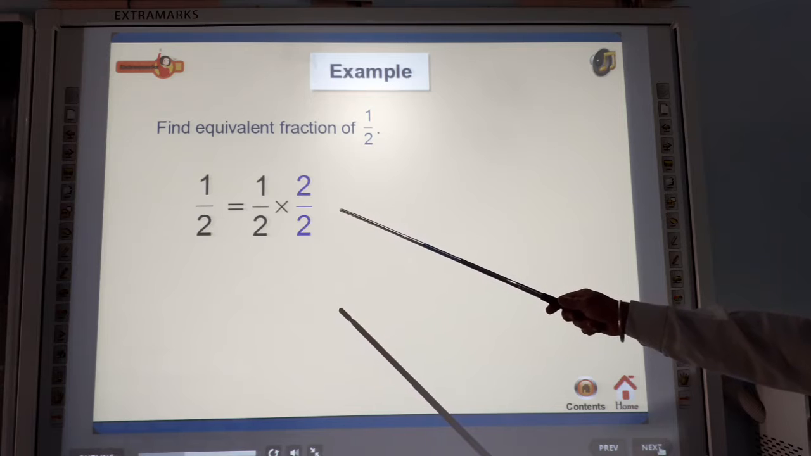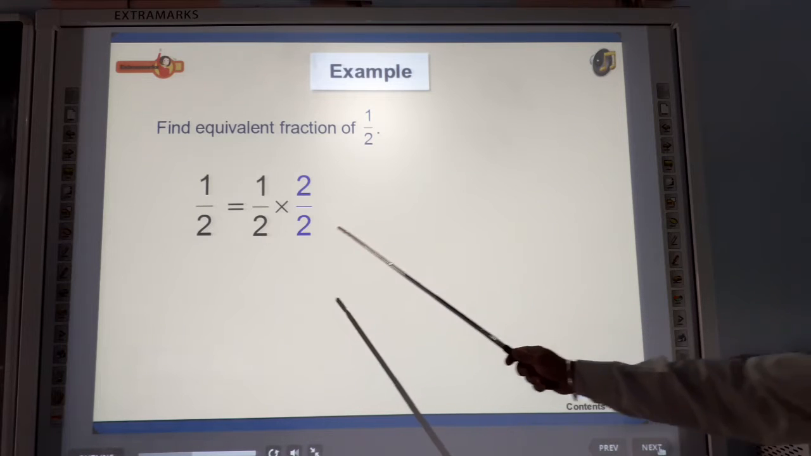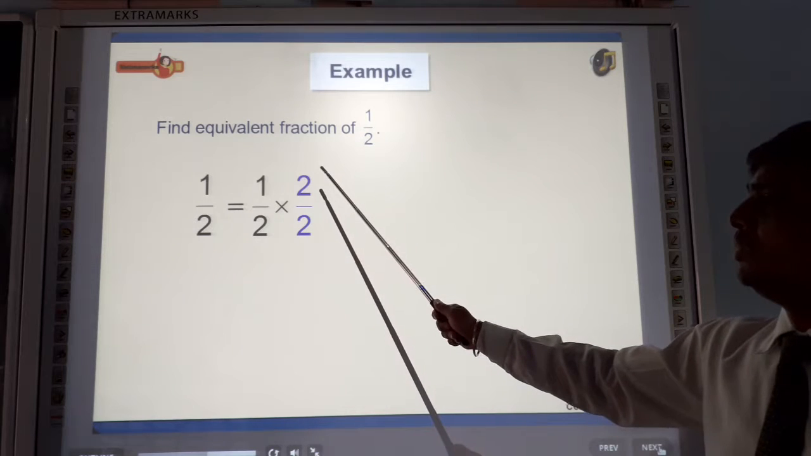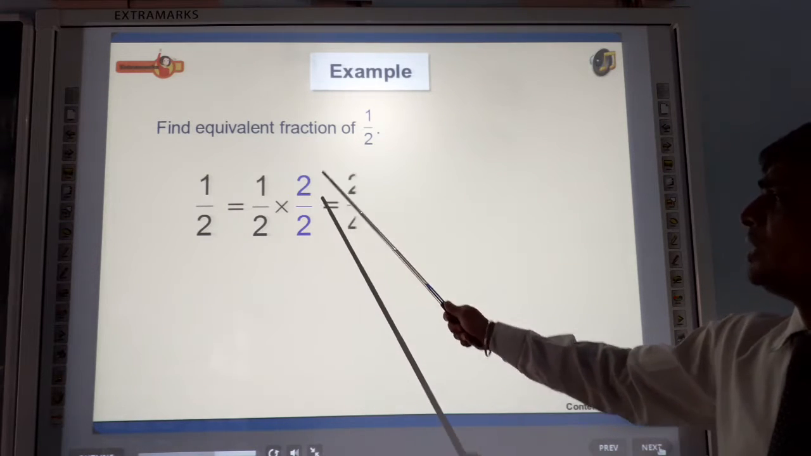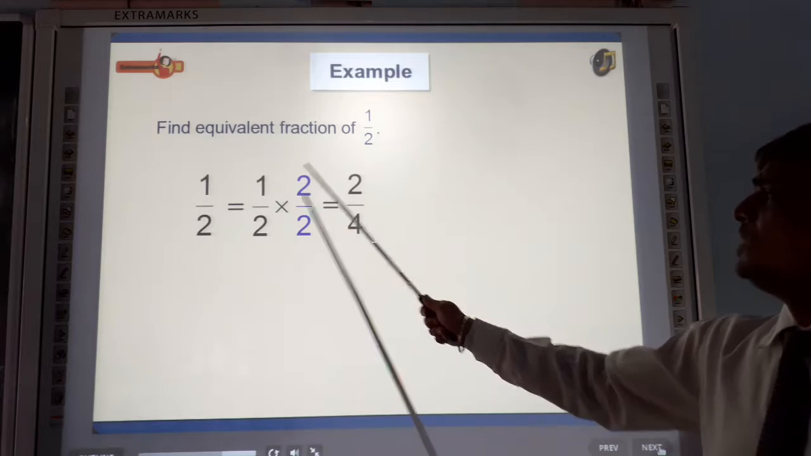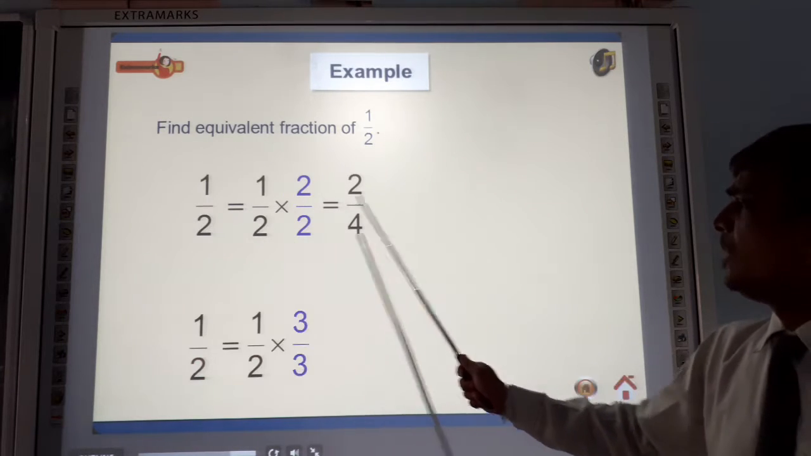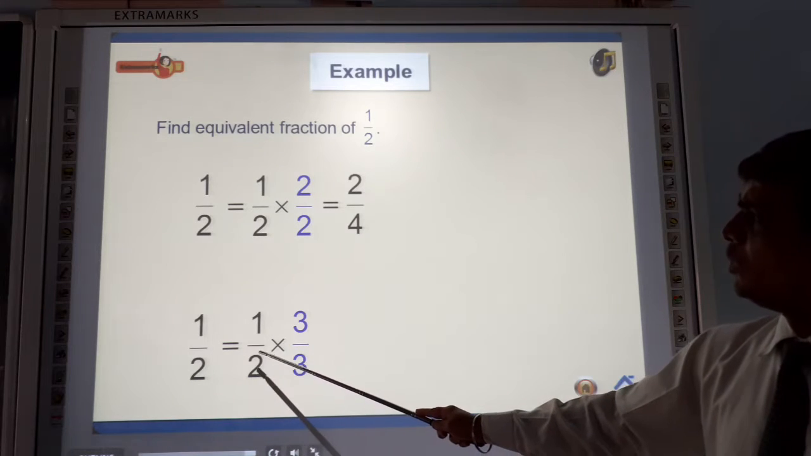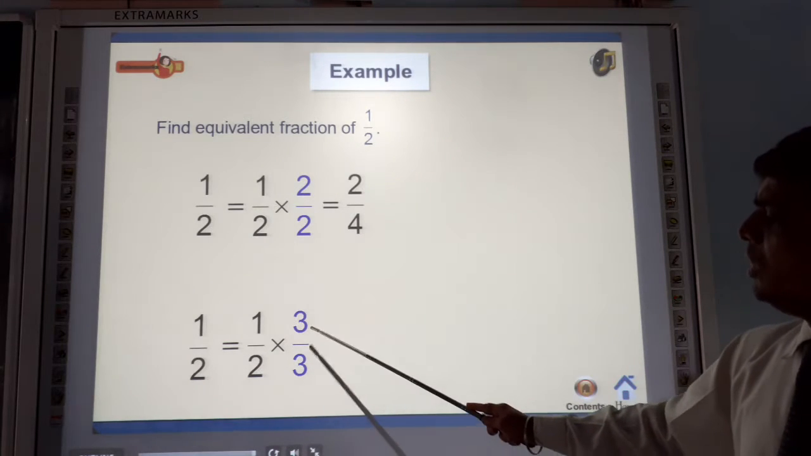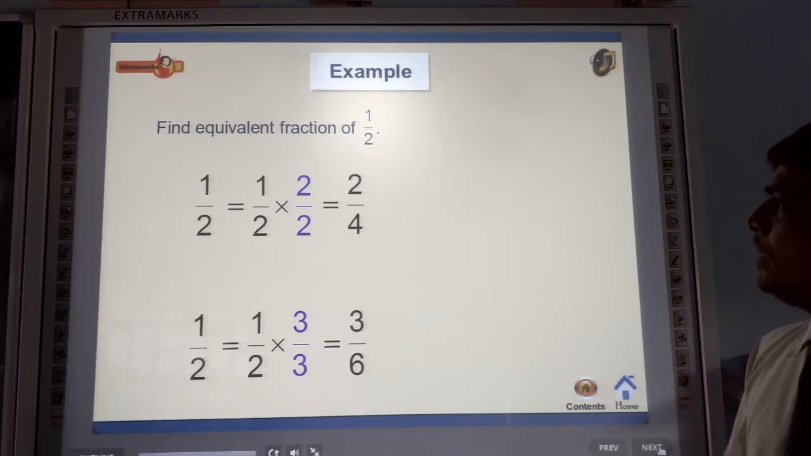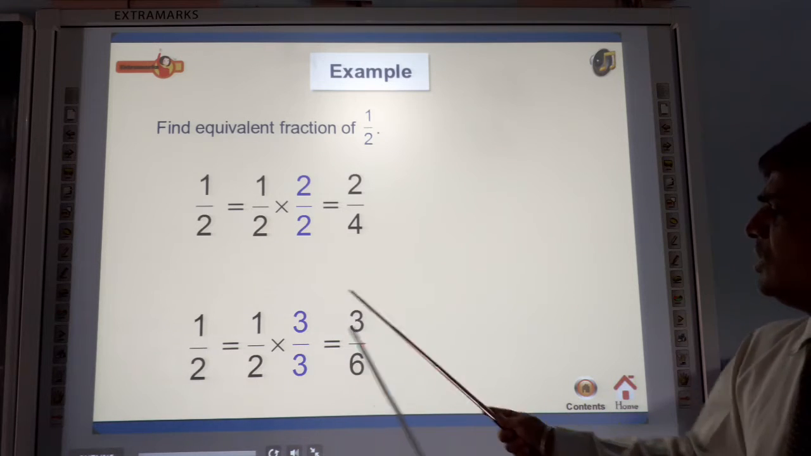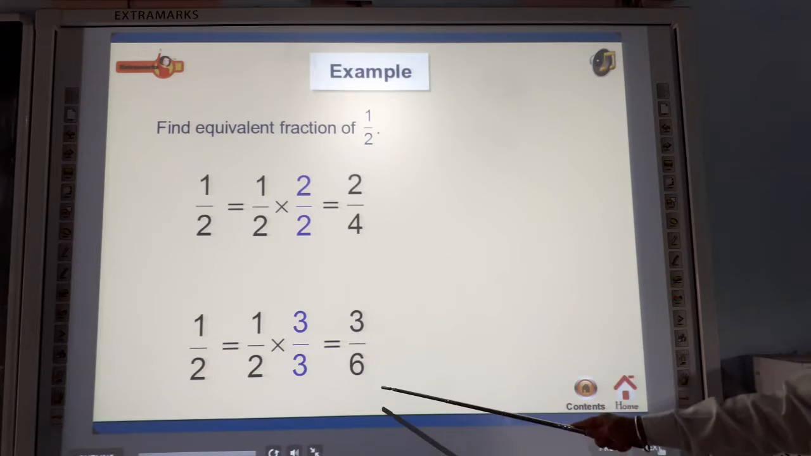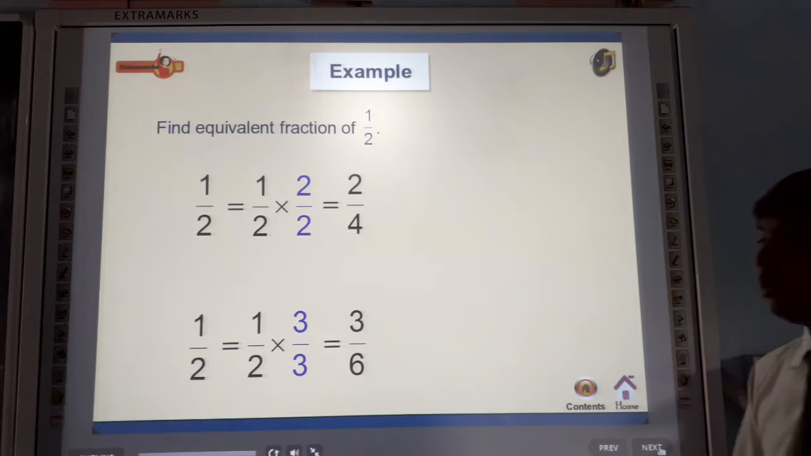1 upon 2 is equal to 1 upon 2 multiplied by 2 upon 2. Both parts are the same, numerator and denominator. 2 ones are 2, upon 2 twos are 4. So fraction is 2 by 4. 1 upon 2 is equal to 1 by 2 into 3 upon 3. So equivalent fraction is 3 ones are 3, upon 3 twos are 6. So fraction is 3 by 6. Okay, look at this.